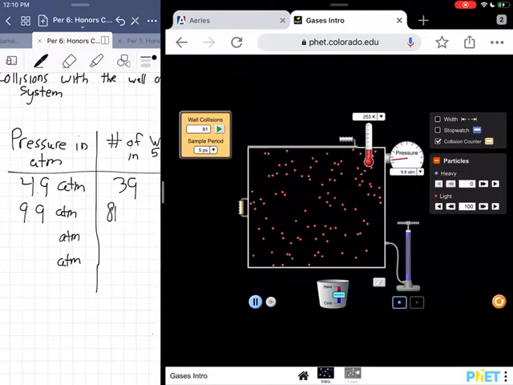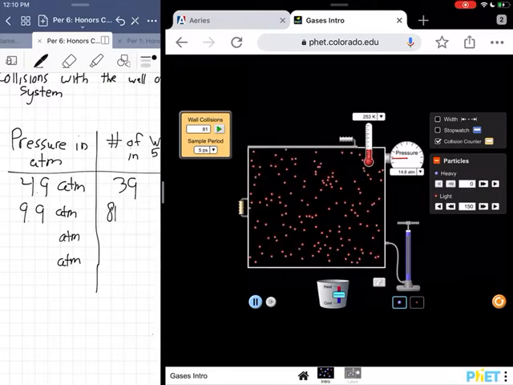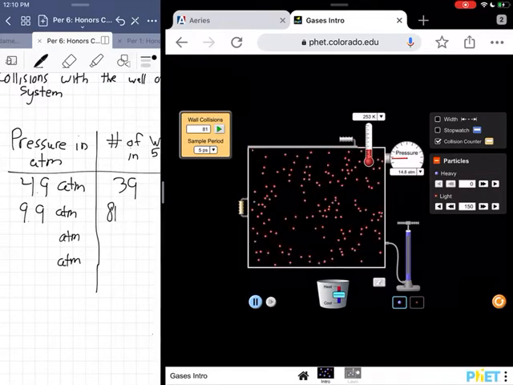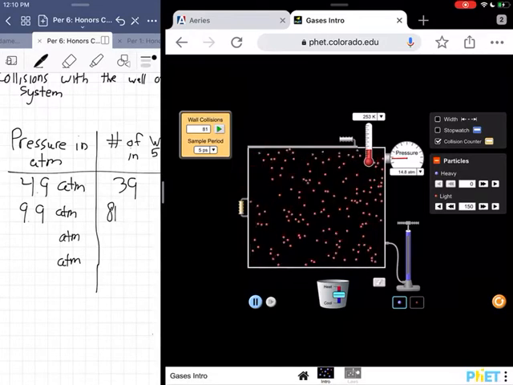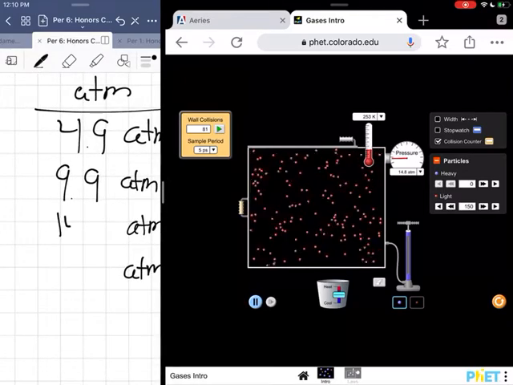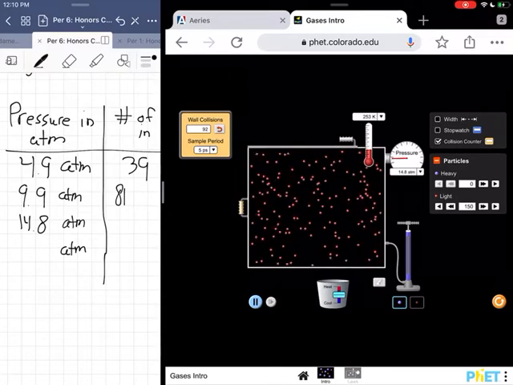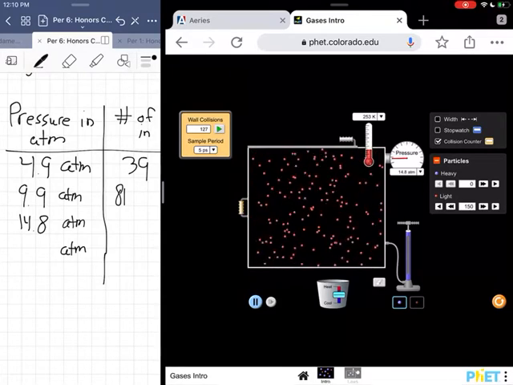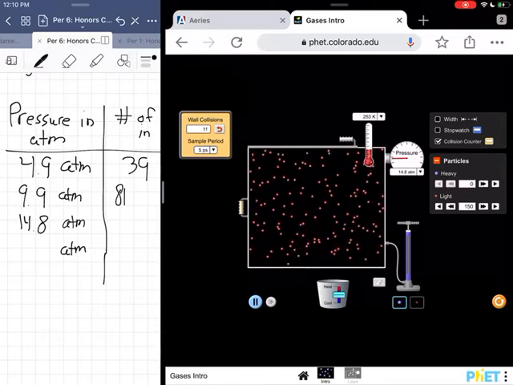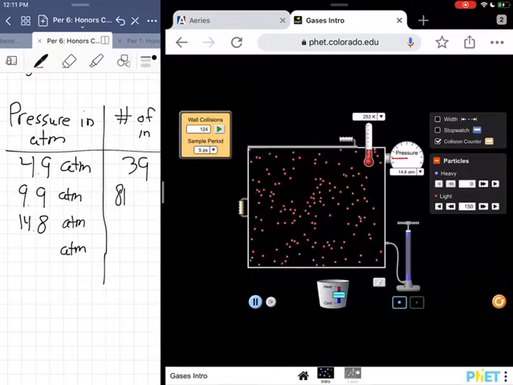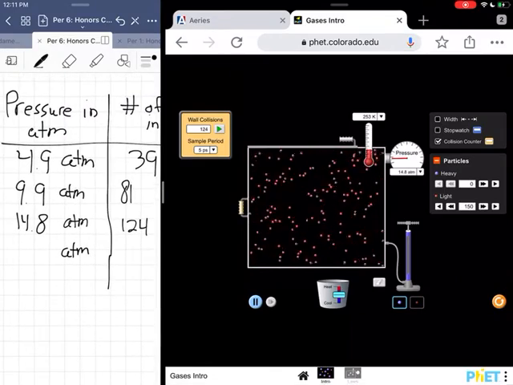Let's go ahead and see if we can change this again. Let's add in another 50 light particles. Now you can think the more particles that are in there, probably the more collisions are going on. Let's record the pressure first. It's 14.8 ATM. And now let's see how many wall collisions are occurring. 127, let's try it again, see what we get. 117, 124, let's go with the middle one again, that last one, 124 wall collisions.